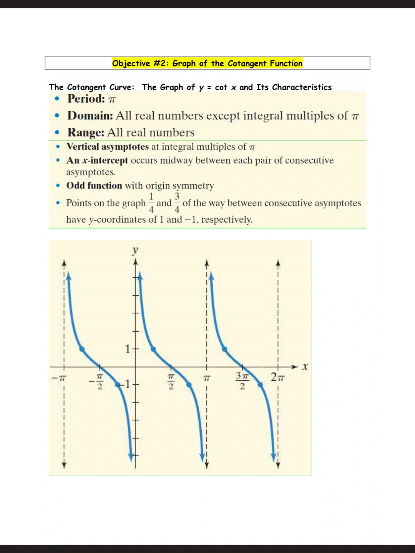Points on the graph 1/4 and 3/4 of the way between the consecutive asymptotes have y-coordinates of 1 and -1. Notice it's switched from the tangent. It's going to be 1 and then -1 respectively. So here, once again, because the period is pi, this time we're going to graph from 0 to pi.